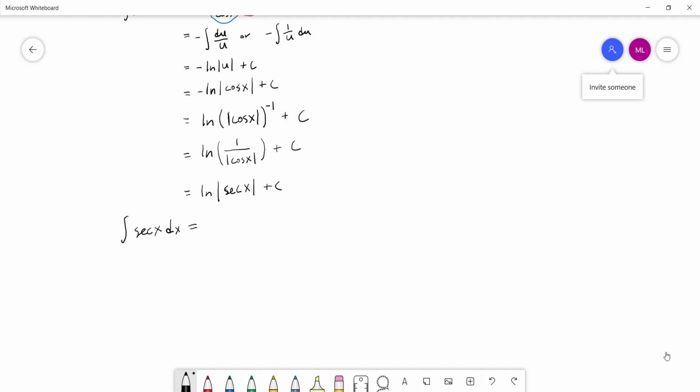Surprisingly tricky. The way that you do this, and again, I don't expect you to have some intuition for this magically, but the idea is I'm going to take secant of x, and I'm going to multiply it by 1 in a very special form. I'm going to multiply it by 1, written as secant of x plus tangent of x over secant of x plus tangent of x, dx.